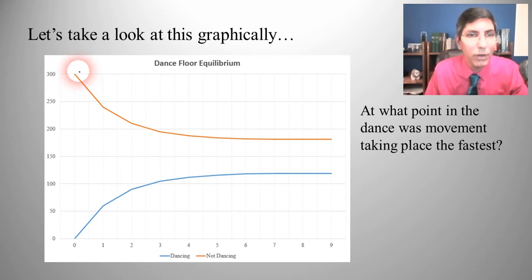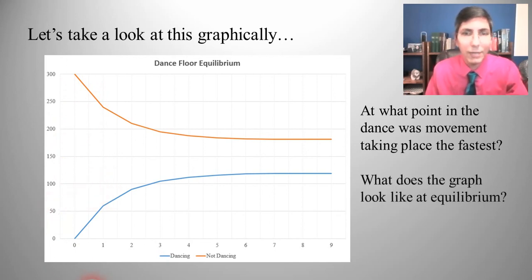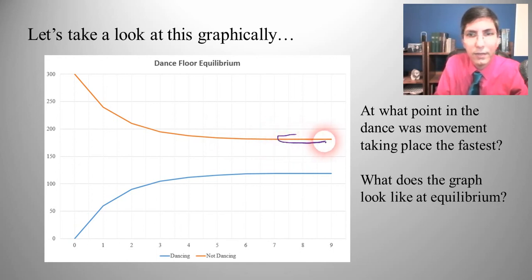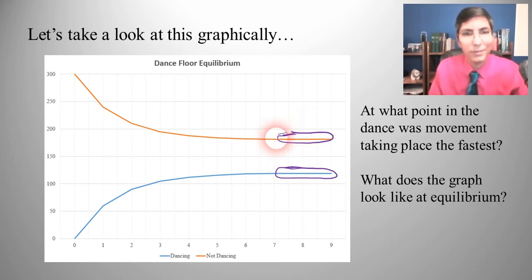So we can say that at this point right here, in this part of the dance, or in this side if you're looking at it from the dancer's point of view, right here at the beginning, in between song 0 and 1, that was the fastest rate of change. Now, what does the graph look like when you get to equilibrium? Well, you can see that the graph would level off. Once we got around this point right here, notice that the slope is basically 0. And so we can tell at what point we have reached equilibrium.